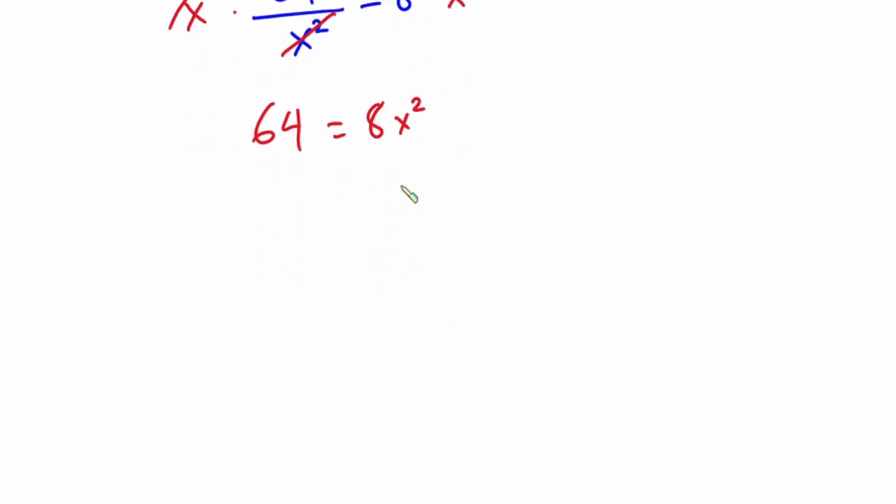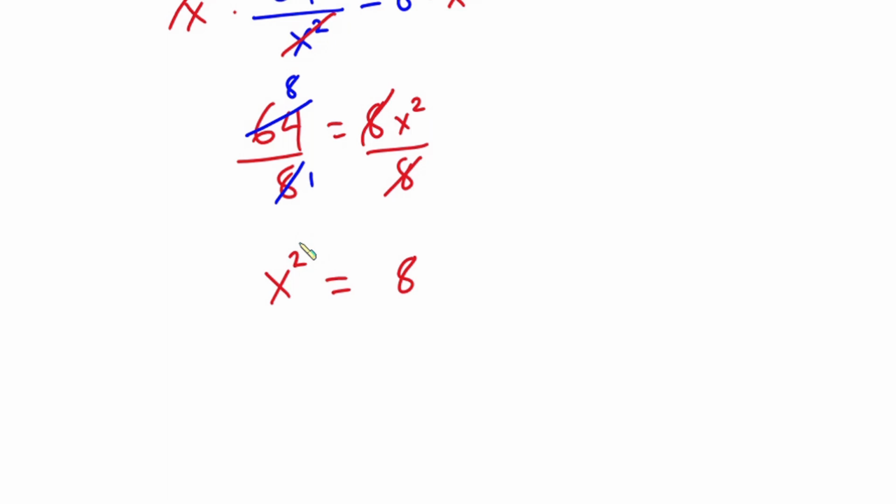Since we are looking for x, let's divide each side of this equation by 8, so that this one will cancel this. Now we have x to the second power is equal to 8 goes into 8 one time and 8 goes into 64 8 times. So we have here to be 8.